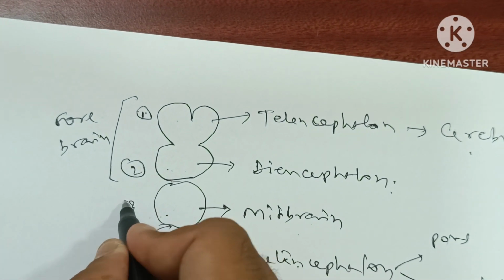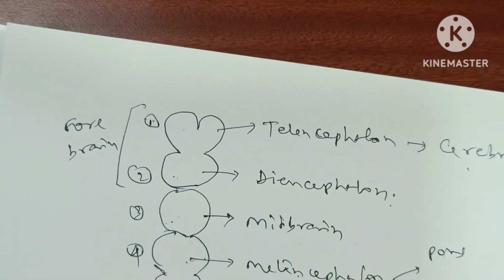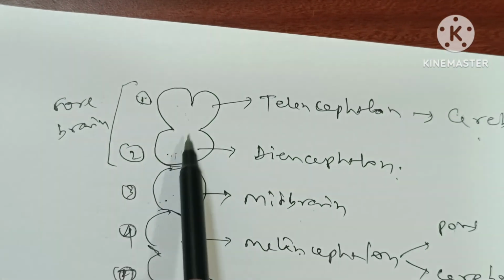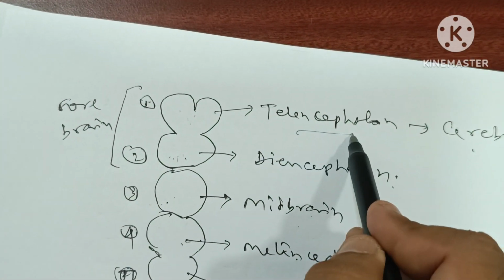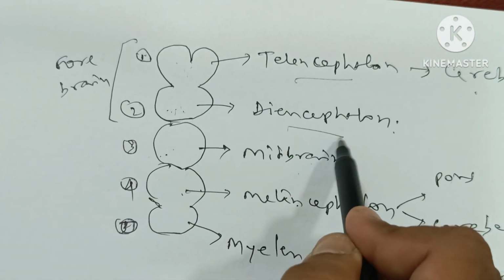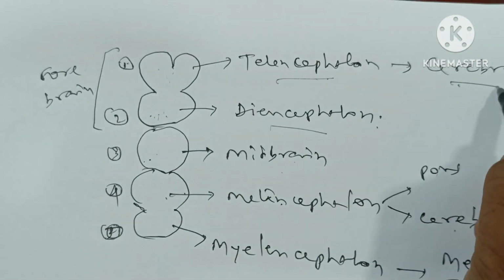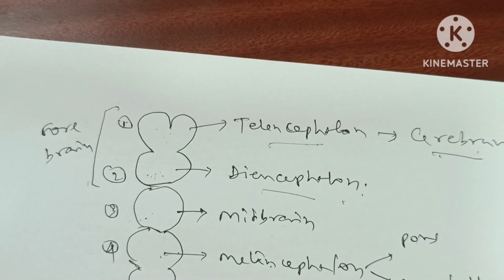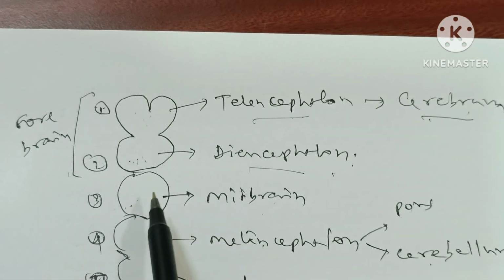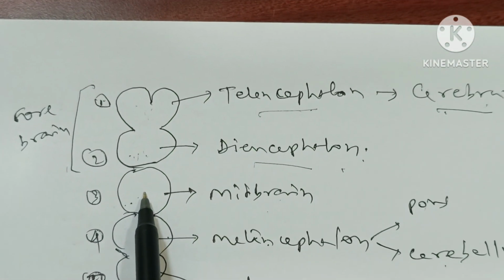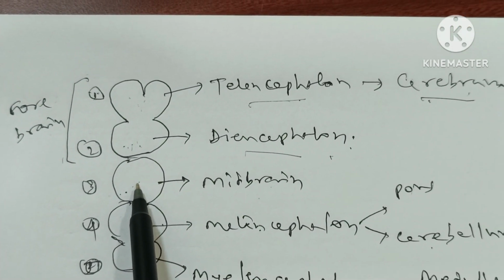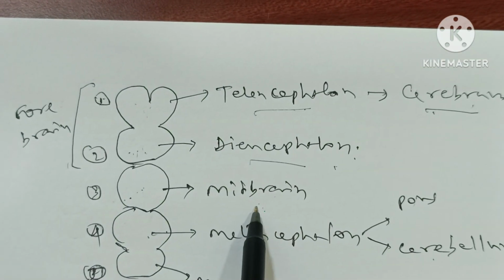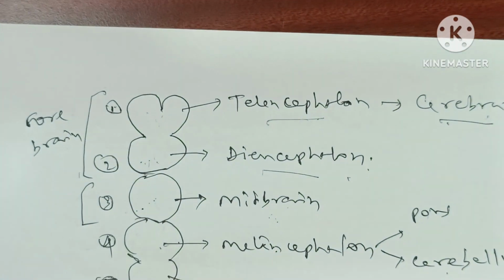1, 2, 3, 4 and 5. The first primary brain vesicle, the prosencephalon, gets divided into 2 secondary brain vesicles: the telencephalon and the diencephalon. The telencephalon will further develop into the cerebrum, and this cerebrum and diencephalon will form the forebrain. The second primary brain vesicle, the mesencephalon, develops into the midbrain and remains undivided. So this forms the midbrain.